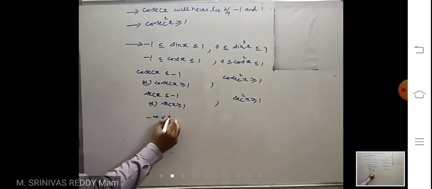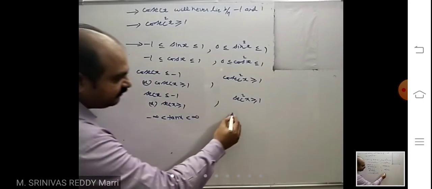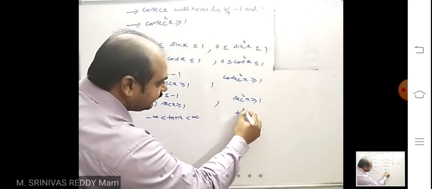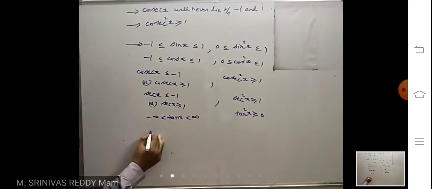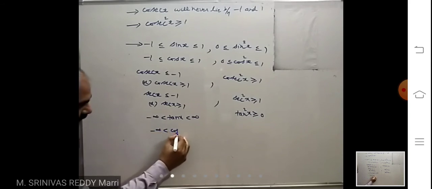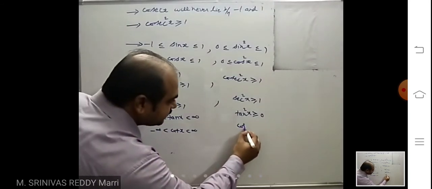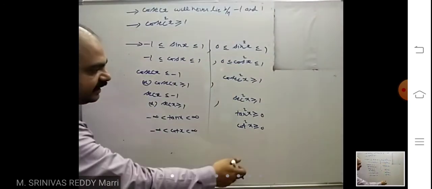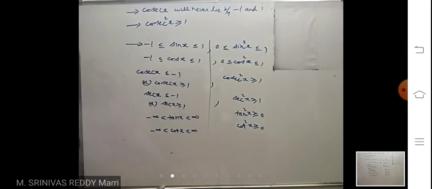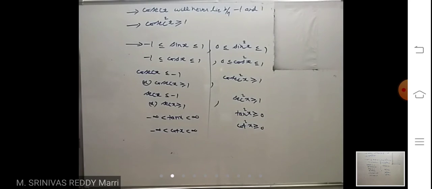Similarly, tan x lies between minus infinity and infinity. Tan square x is always greater than or equal to 0. Next, cot x. Cot x lies between minus infinity and infinity. Cot square x is greater than or equal to 0. If square is there, this is the table. If the normal trigonometric function is there, this is the table. Minimum and maximum values. So these you have to remember in this chapter.